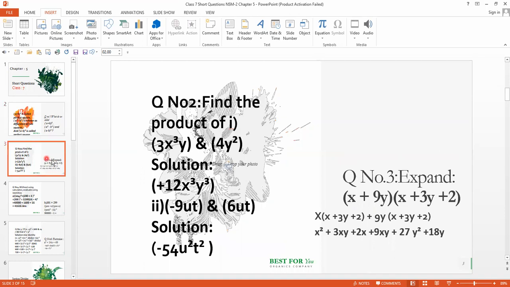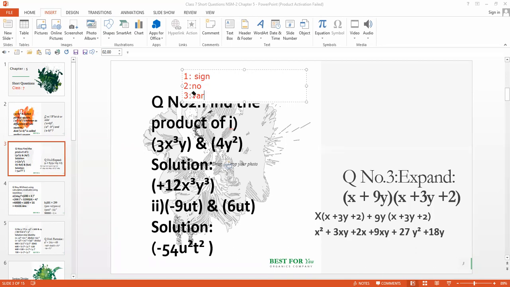Good. Now we come to question number 2. Here it is written, find the product of. Always remember, whenever we use the word product, it means first we have to multiply. Yes, which things do we have to multiply? We have to multiply signs. Secondly, we have to multiply numbers. And third, we have to multiply variables. Very good. Is it clear?